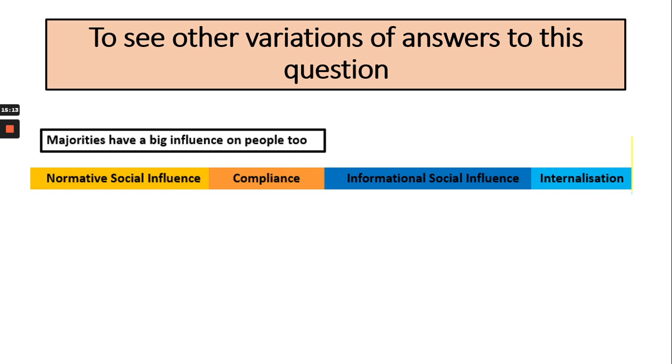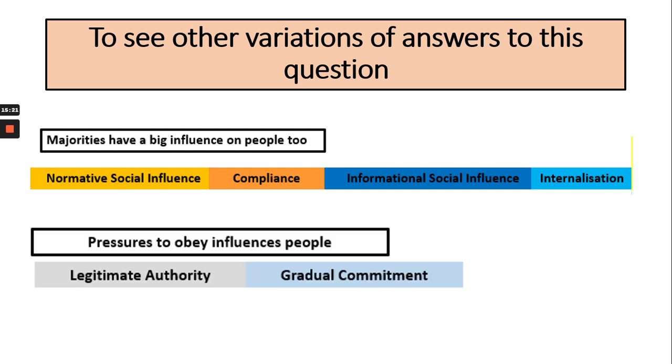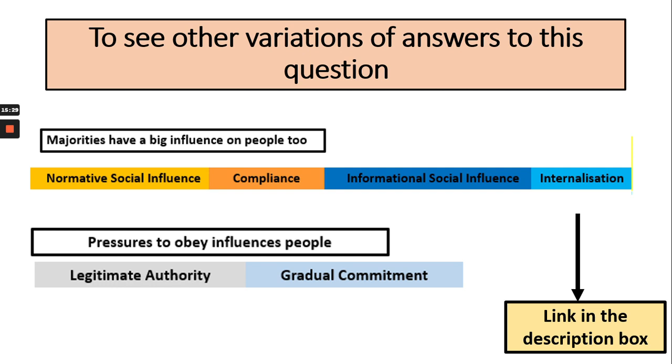So if you don't want to focus on minority, you want to focus on majority influence, because this is really going to affect how you aim your revision. Or you want to focus on what you've learned from obedience, and how that can also affect social change. So I've created other examination answers, just like the one I've shown you now, but written up to look at how the majorities can have an effect on people, and also how pressures to obey can influence people as well.